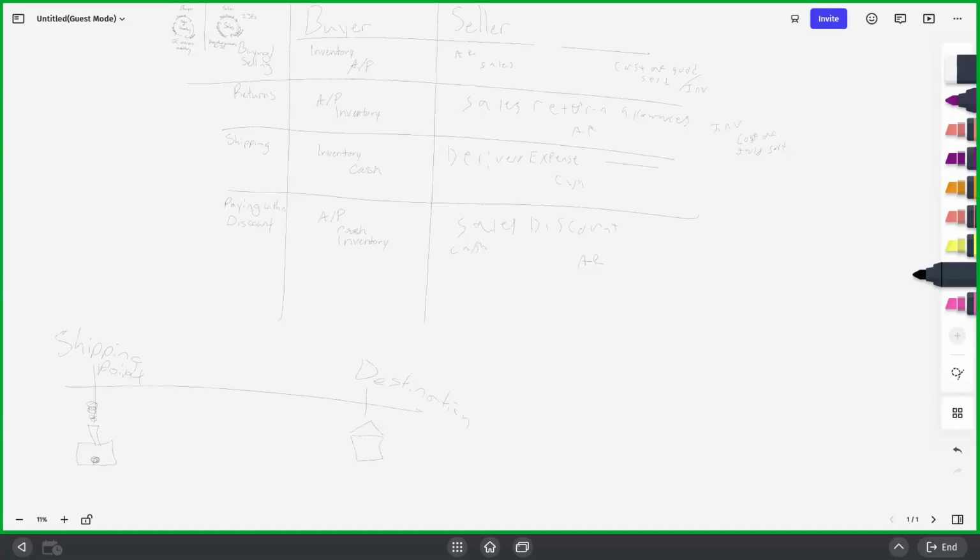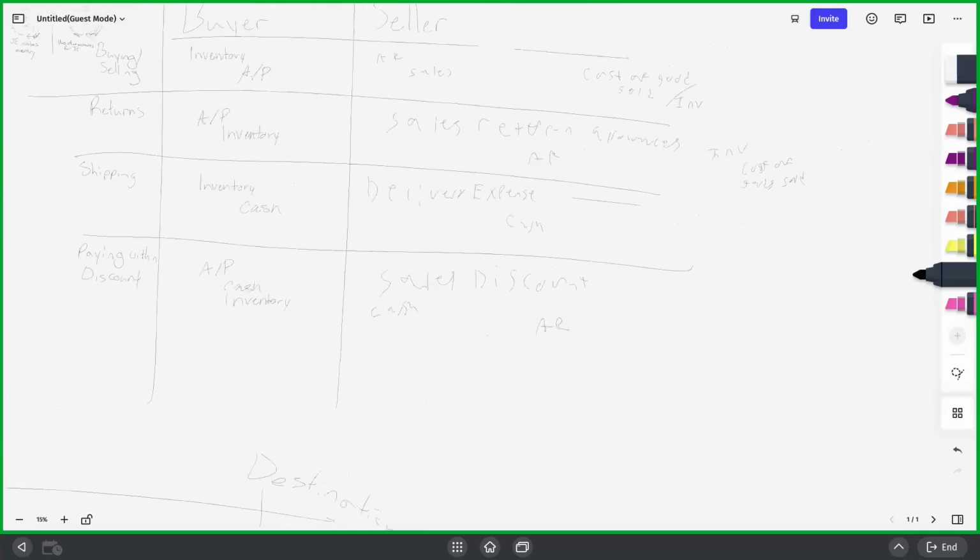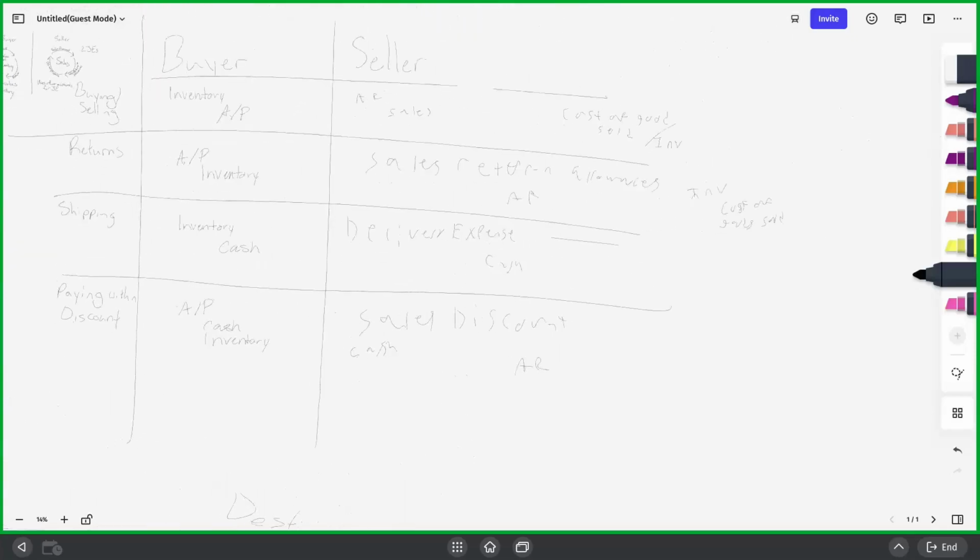Also, is that cash for the thing with discount, for the seller? Yes. So is it debited? Yes, because you get cash.